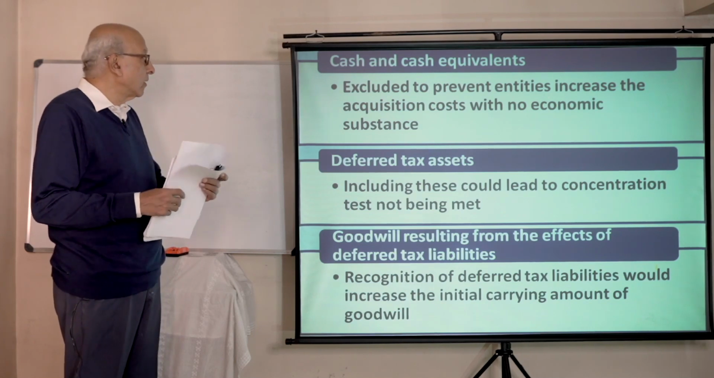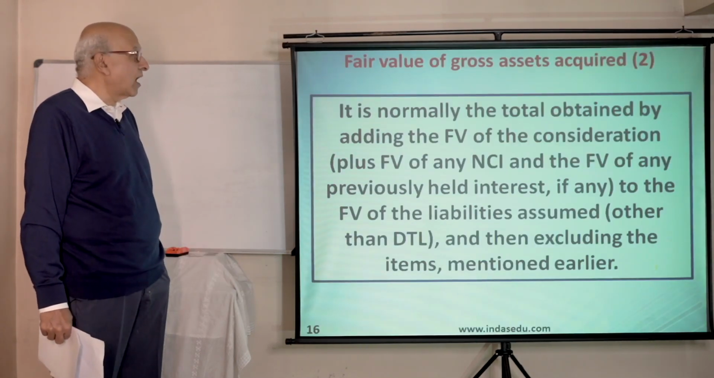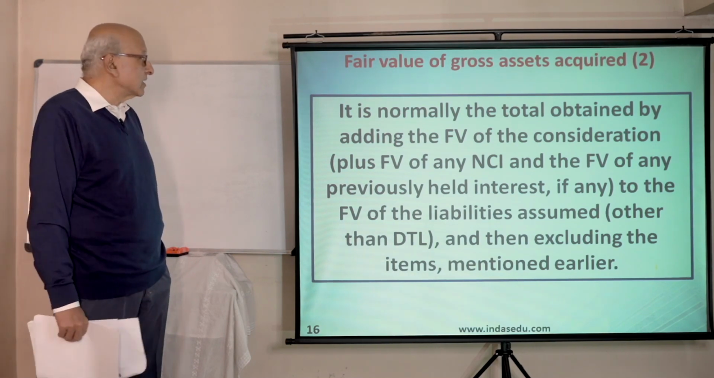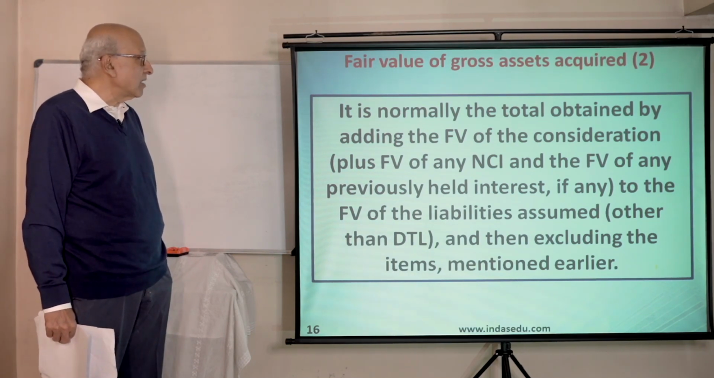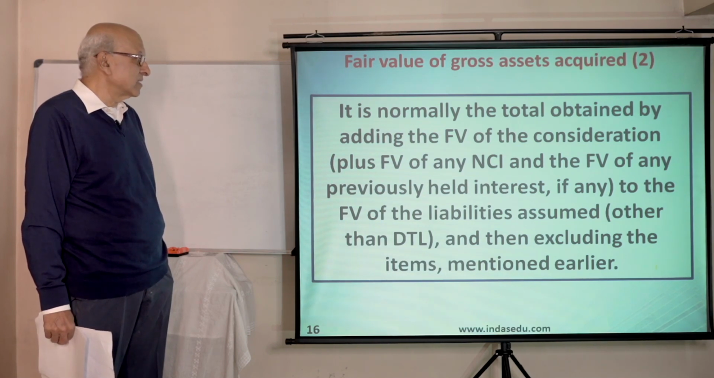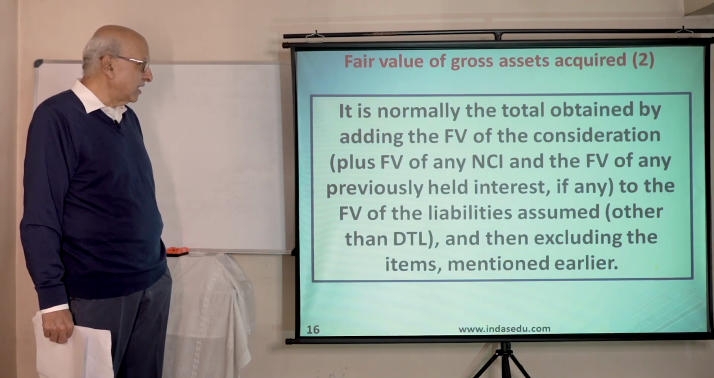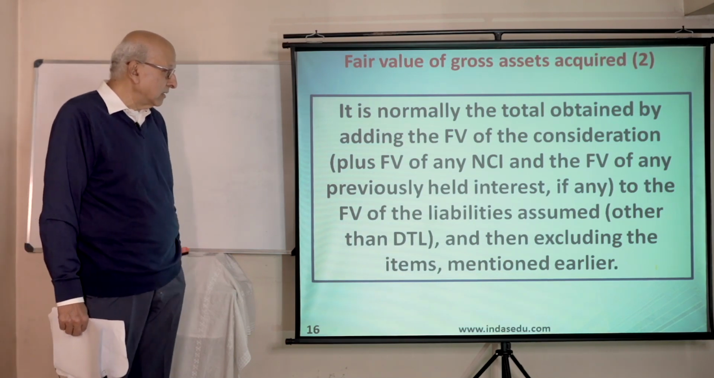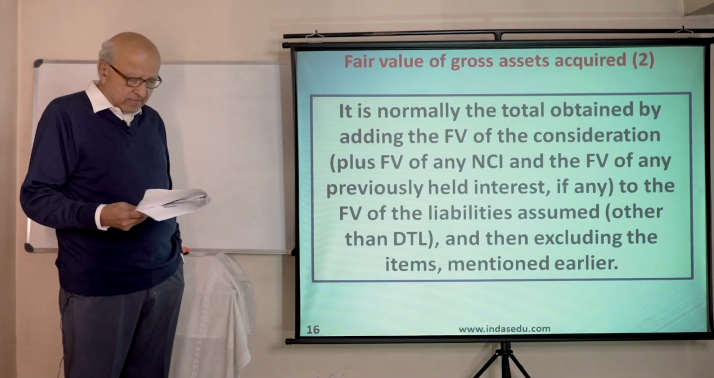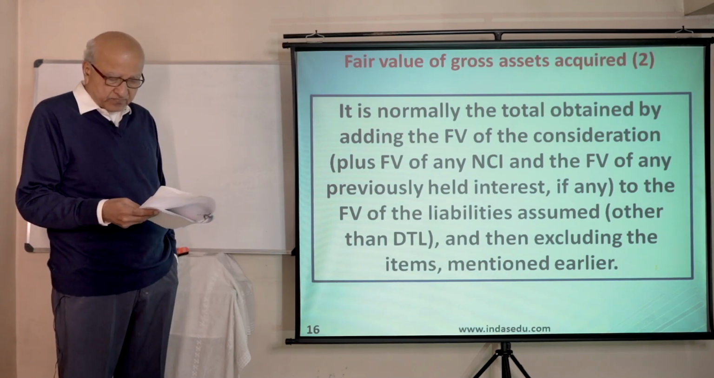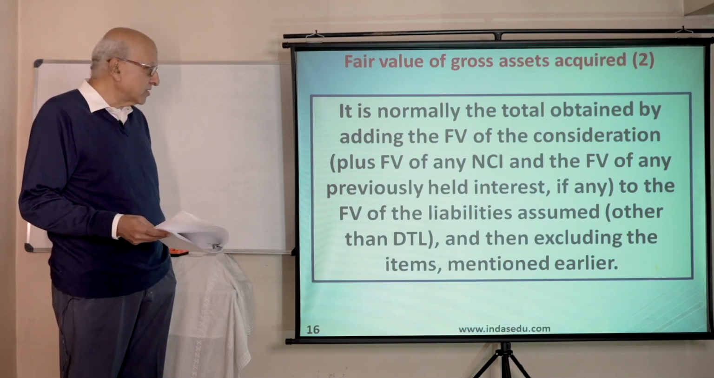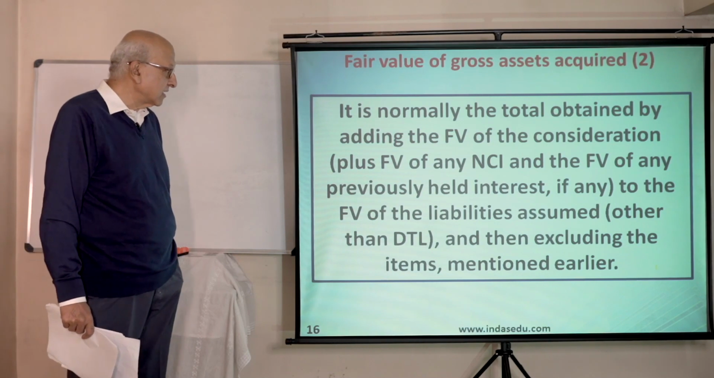Next, fair value of gross assets acquired. How do we calculate? It is normally the total obtained by adding the fair value of the consideration plus fair value of any non-controlling interest and the fair value of any previously held interest, if any, to the fair value of the liabilities assumed other than deferred tax liability, and then excluding the items mentioned earlier. That means cash and cash equivalent, deferred tax assets, and goodwill arising out of deferred tax liabilities.